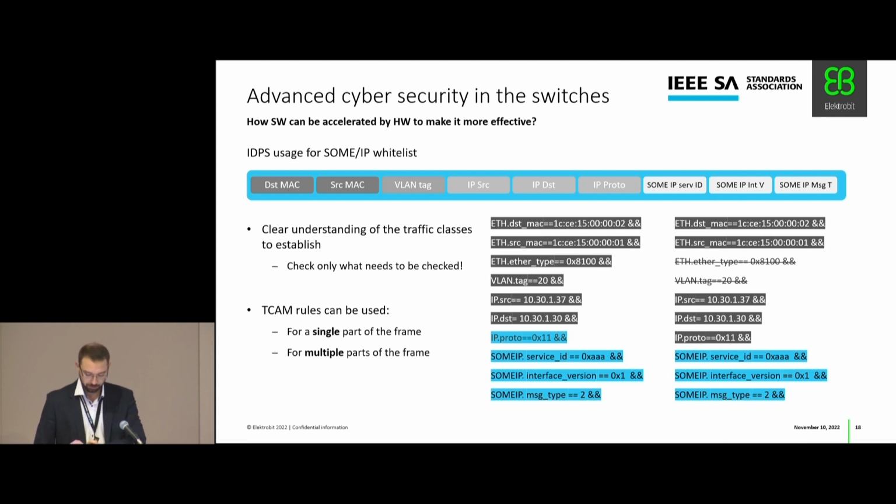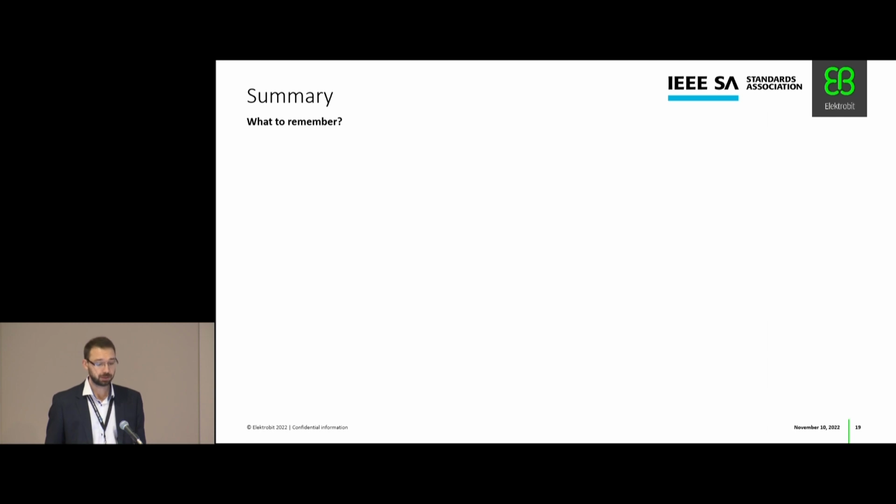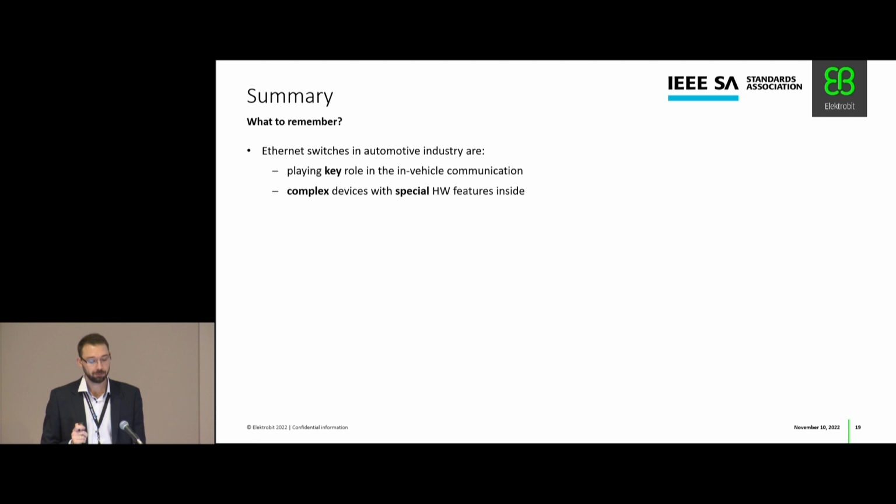And I think I'm pretty fast with my presentation. Finally, the summary. What to remember, what to think, what to keep in mind. First of all, Ethernet switches are not a dummy peripheral anymore. It's a complex device with special hardware features which require special software, and they play a key role, or one of the key roles, in the in-vehicle communication. Yesterday, we've seen a lot of presentations about zonal architecture, and everywhere there was a switch, switch, switch, switch. And there is a reason behind it.